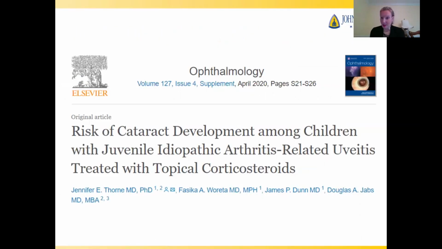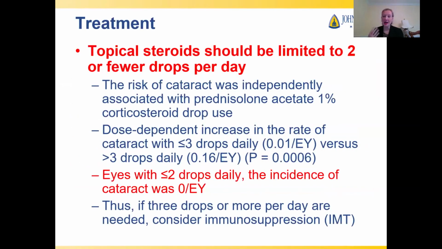So there have been many papers on what are best practices and ways to prevent complications in this group of children. The paper that we cite commonly in our clinic was the risk of cataract development in children with JIA treated with topical corticosteroids. So the question is, how much is too much and for how long? So topical corticosteroids should be limited to 2 or less drops per day.